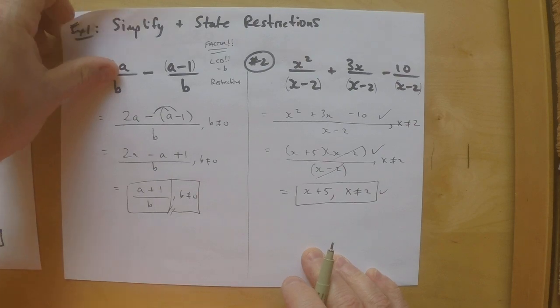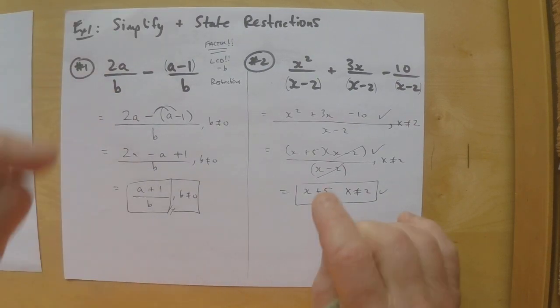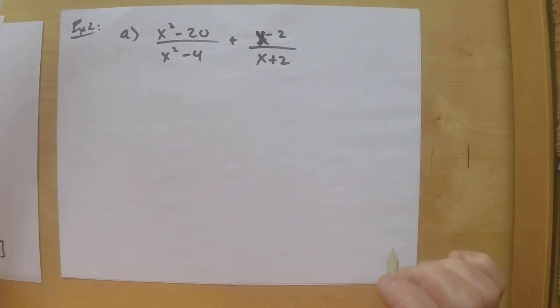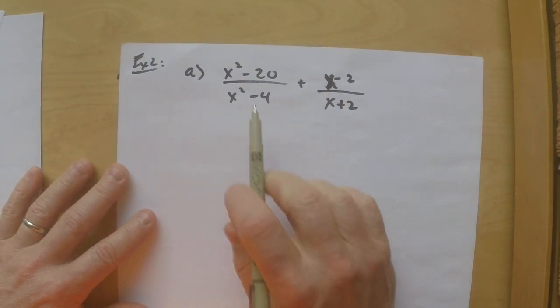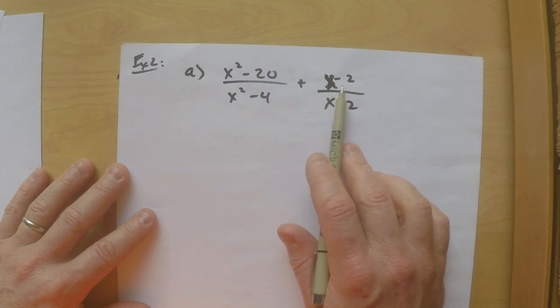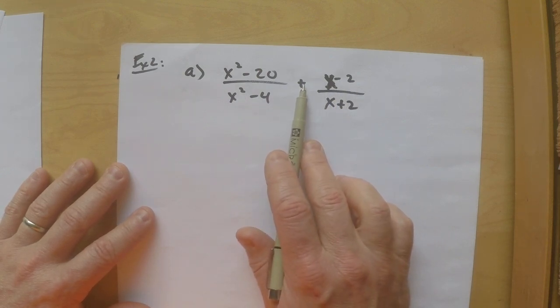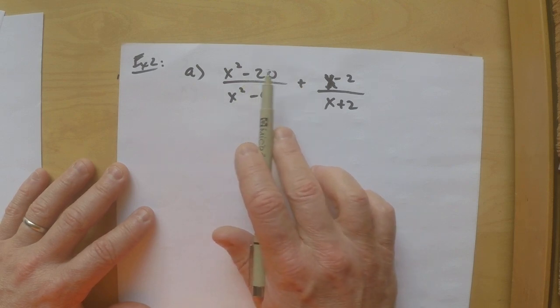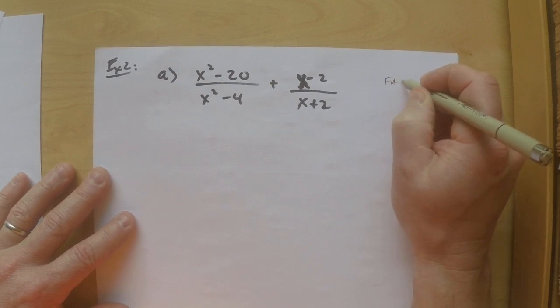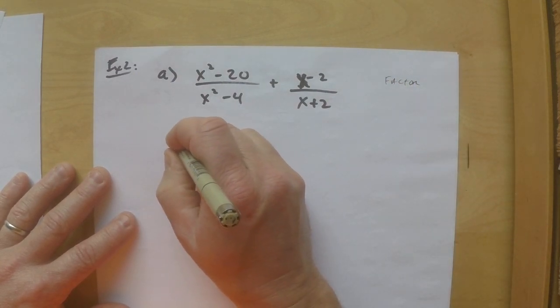All right, let's look at the ones now where you don't have the beautiful denominators already lining up to be the same. So x squared minus 20 over x squared minus 4, plus x minus 2 over x plus 2. As soon as I see adding of rationals, again, I'm going to factor the heck out of everything.